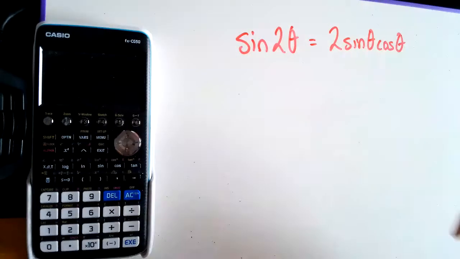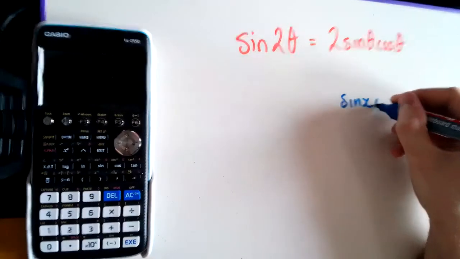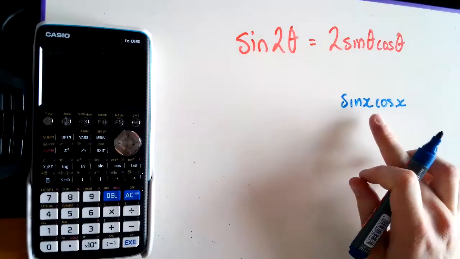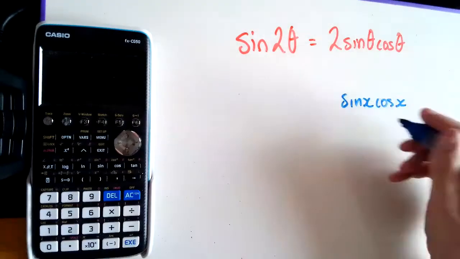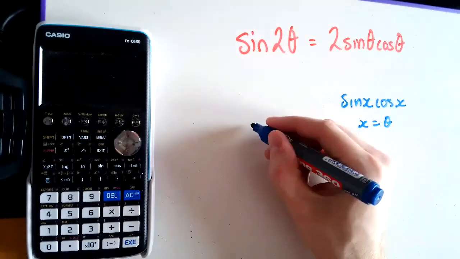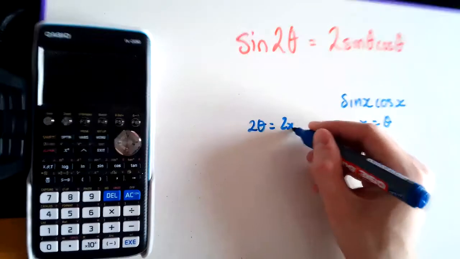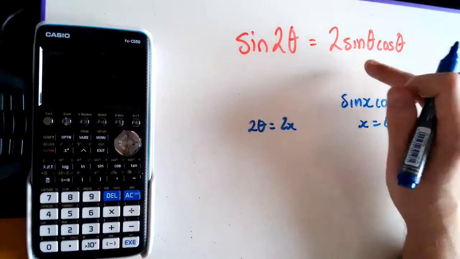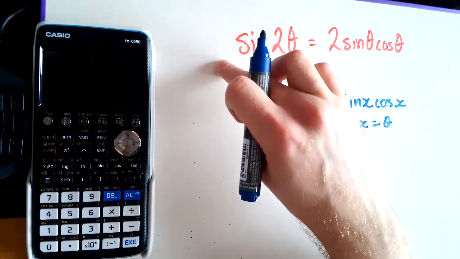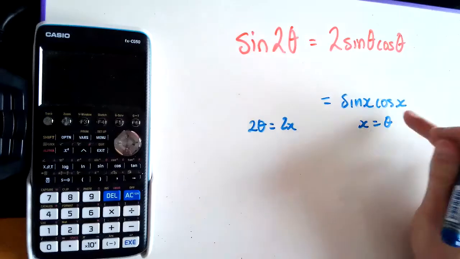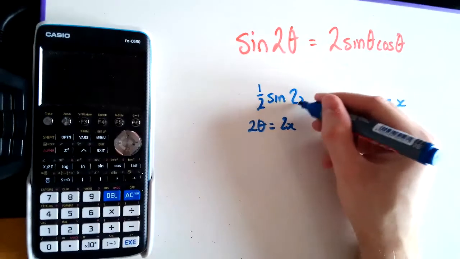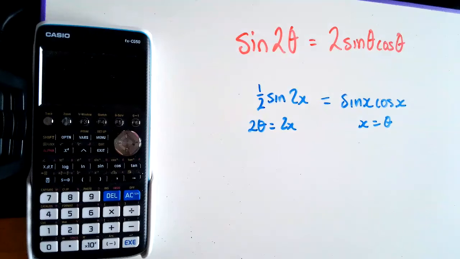So for example, if I had sine x cos x, and I wanted to write it as one thing, well, look here, sine theta, well, straight away I've got that x equals theta. So 2 theta would equal 2x. So I don't want the 2 there, so I can divide this side by 2. So sine x cos x is a half sine 2x. Simple as that.